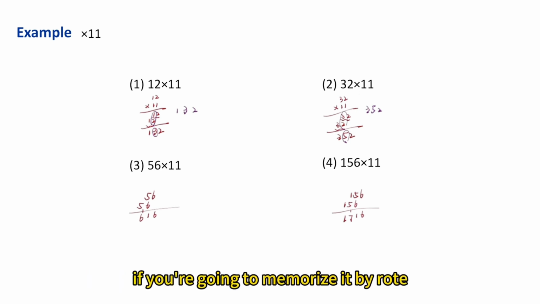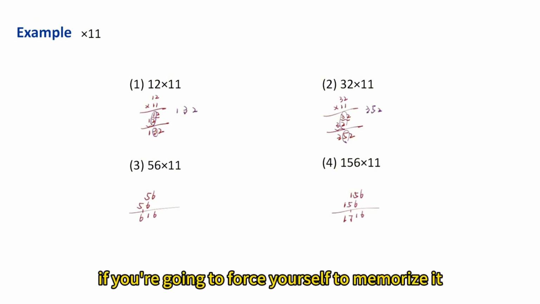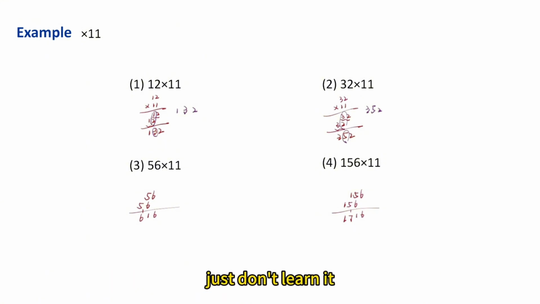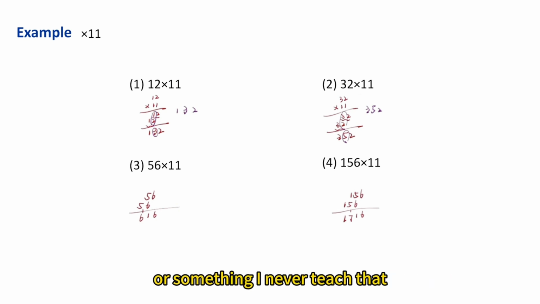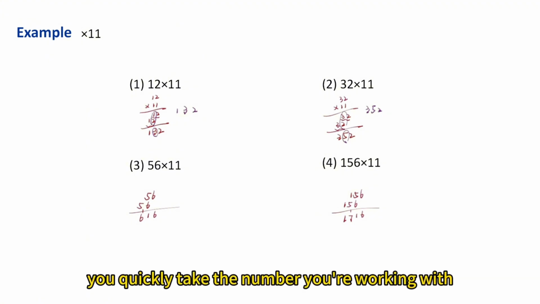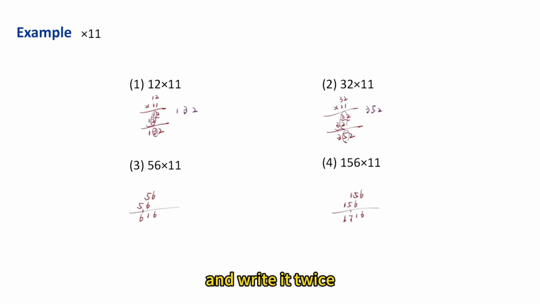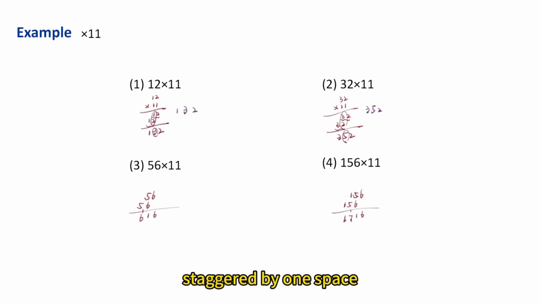I've said it. If you're going to force yourself to memorize it by rote, you might as well not learn it. I've heard some teachers talk about a noodle method or something. I never teach that. For this, even if you forget the pattern, what can we do when we multiply by 11? You quickly take the number you're working with and write it twice, once on top and once below, staggered by one space, and then just add them up quickly.